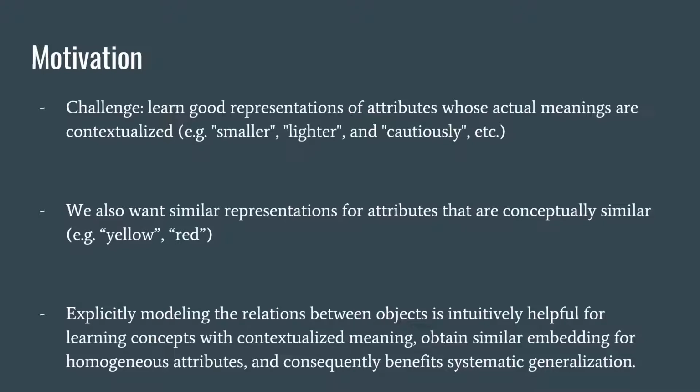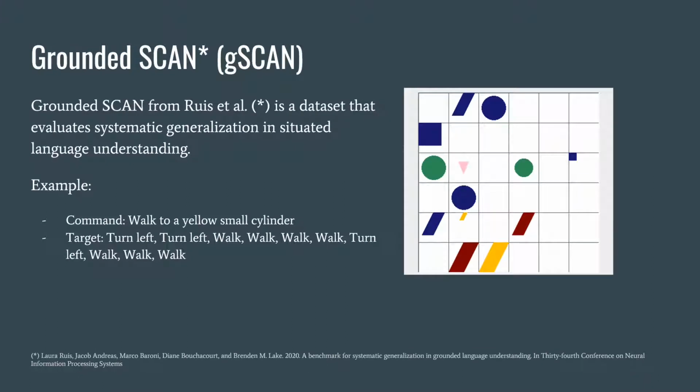In order to explore our idea, we actually need to choose a dataset. So we choose the gSCAN dataset from the paper written by Ruis et al. It's a dataset that evaluates systematic generalization in situated language understanding scenarios. As the example on the right showcases, there is a grid world and there are a lot of objects in this grid world.